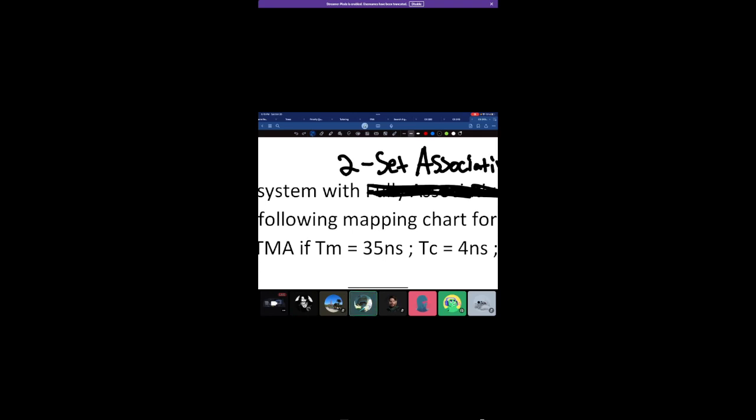Is it that the cache will have 2 sets? I forget what it is. Do any of y'all remember?